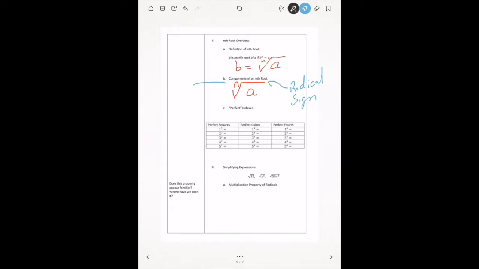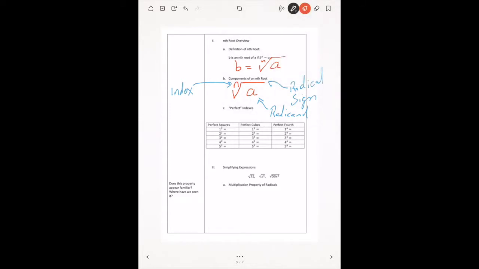This n right here, where we're going to put numbers in, is called the index. We're going to be putting numbers in here in just a minute. And then what's underneath the radical sign, the thing we're taking the root of, whether it's a square root, the cube root, the fifth root, whatever we're trying to take the root of, is called the radicand. So we have the radical sign, the index, and the radicand. These are all the symbols, and we're going to be referring to them in this way in this discussion and in future discussions.